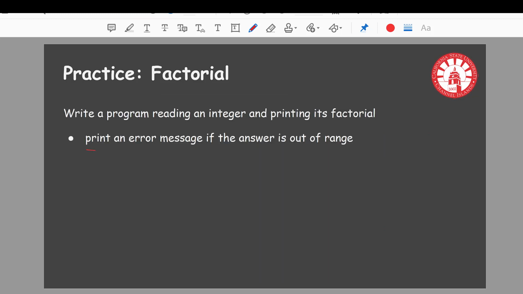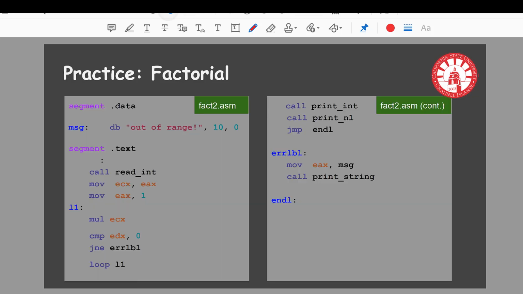Okay, let's now consider the factorial program, and this time we add a snippet to the program that prints out an error message in case the result is out of range. And for our range here, we consider only a 32-bit container. So let's see what is going to happen.